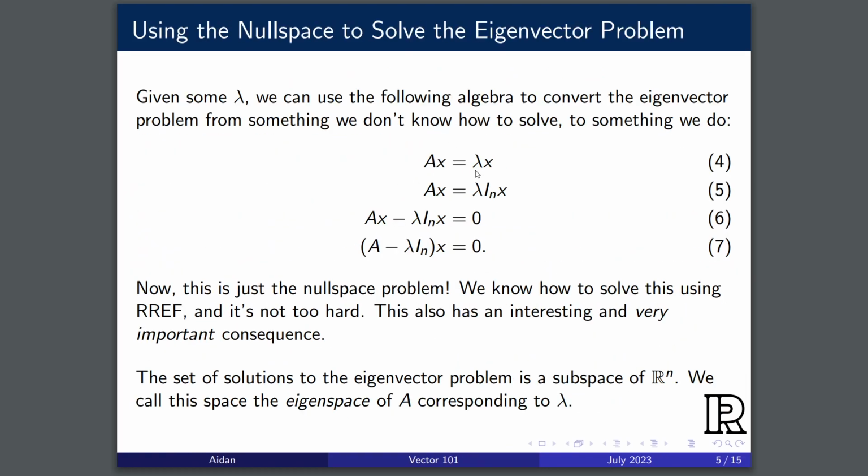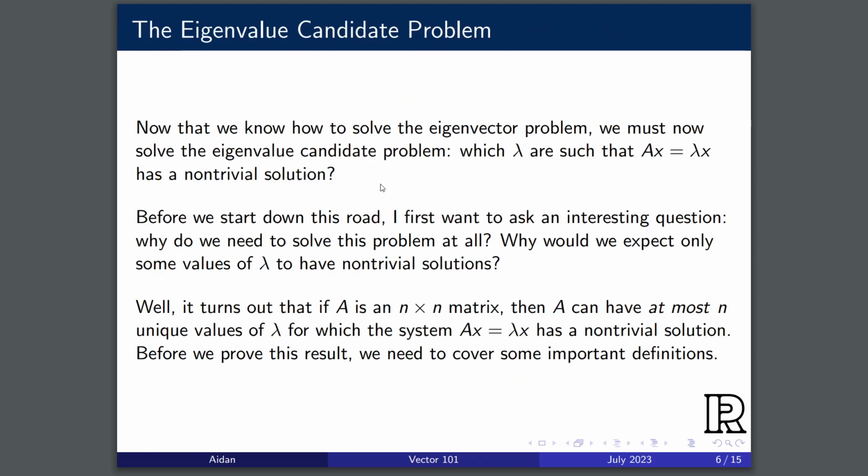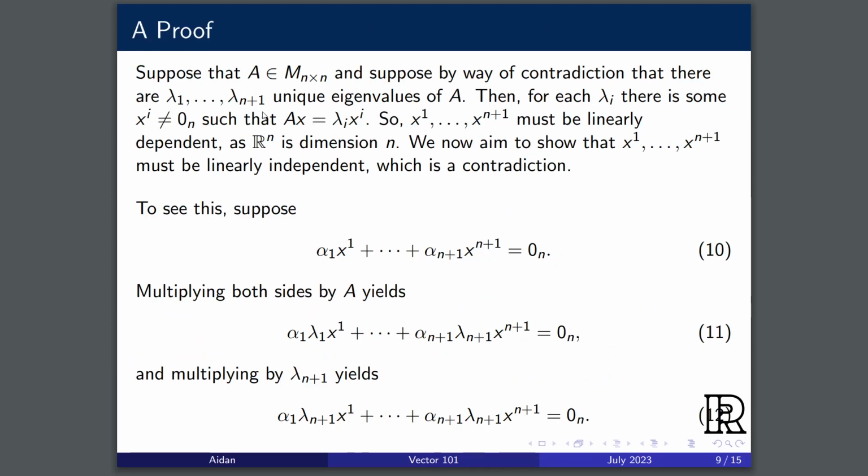Any value lambda where this has a non-trivial solution is called an eigenvalue of A. So let's say you have n plus 1 unique eigenvalues of A. Then, what does it mean to be an eigenvalue of A? It means that there is a non-trivial solution, let's call it xi. There's some non-zero xi such that A xi equals lambda i xi, right? So we call these xi's the eigenvectors of A with respect to lambda i.